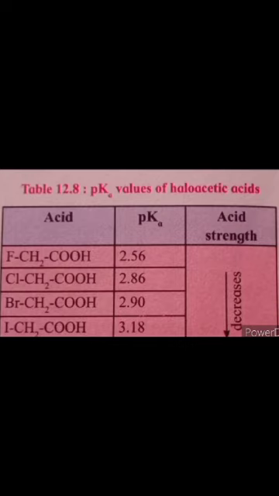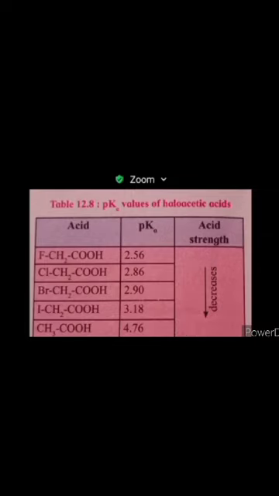Also, if the same halo group is present, that is in mono-halo, di-halo and tri-halo carboxylic acids, the pK value decreases, and therefore the acidic strength of the carboxylic acid increases with an increase in the number of halogen atoms attached to the hydrocarbon. This is also shown by another chart given in our book: monochloroethanoic acid, dichloroethanoic acid, and trichloroethanoic acid are shown like this.